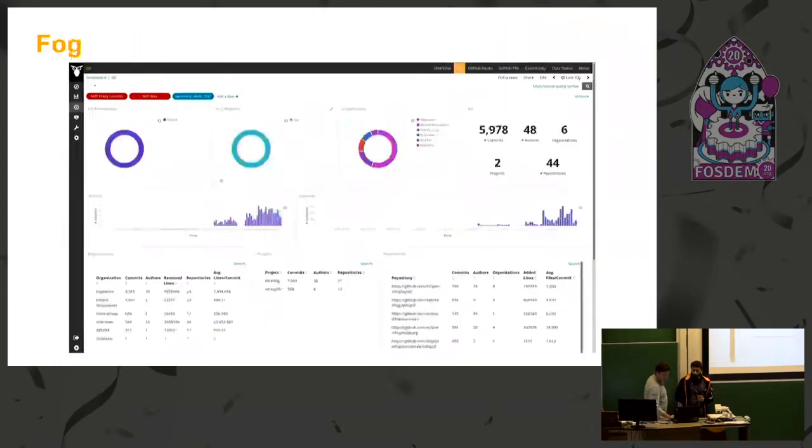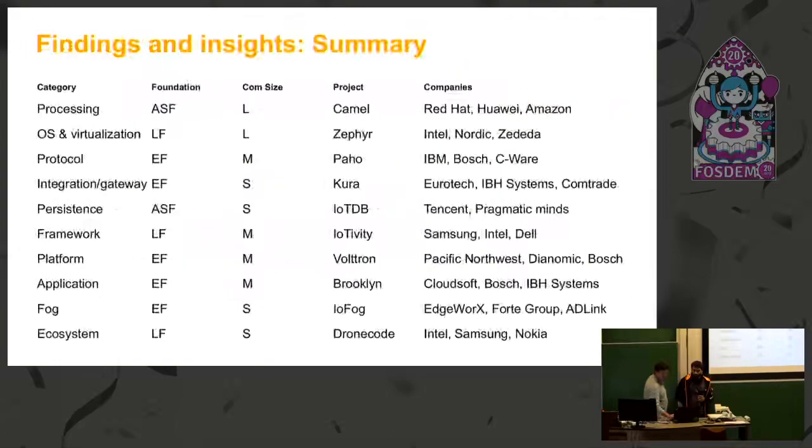And we have created a summary table showing the different categories, the main foundation in each category, looking at the number of commits, the size of the community, and so on. Then the main project in each category. For example, here we have Apache Camel, Zephyr, Paho, Kura, projects that we talked about this morning. And at the end, the main companies that are there.